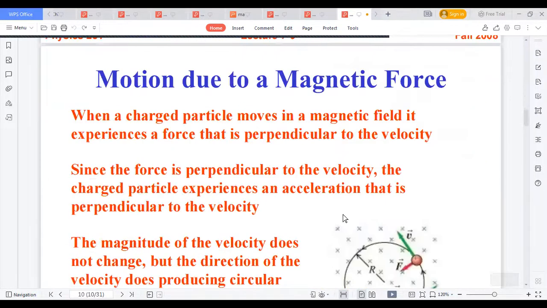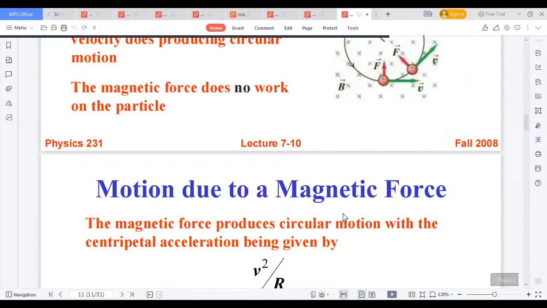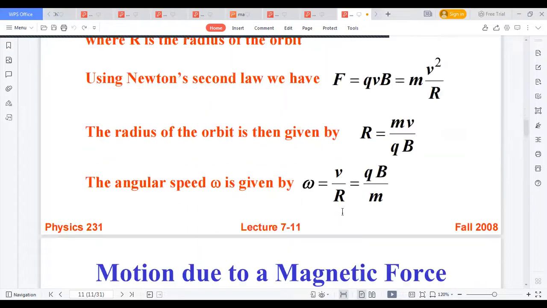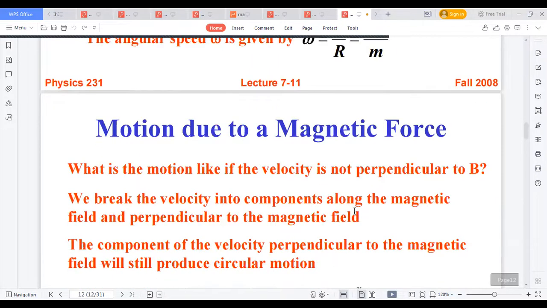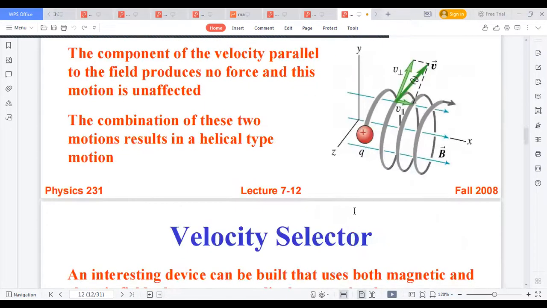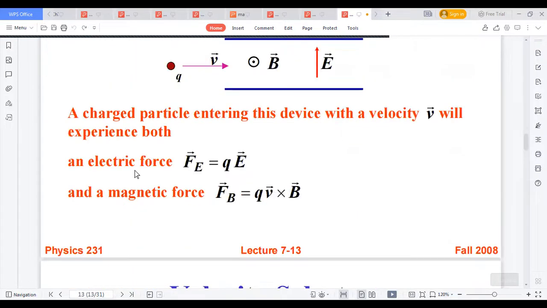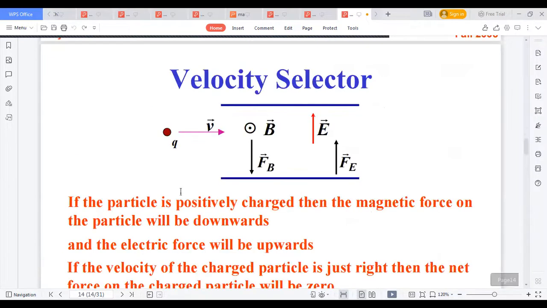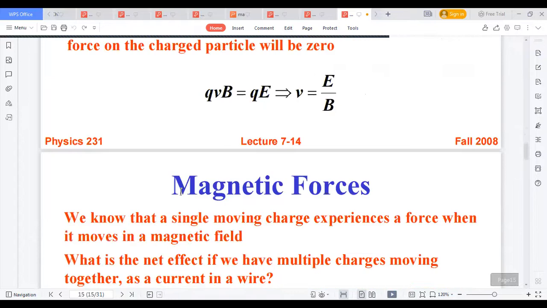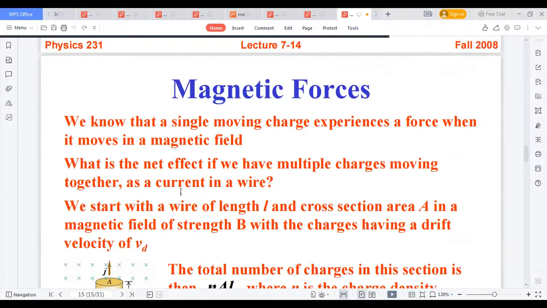Motion due to a magnetic force. We have also calculated this. This is the angular velocity omega equals v by r, linear velocity divided by r. For electric force, F equals qE, and for magnetic force, this. So the total force will be given by the Lorentz force.